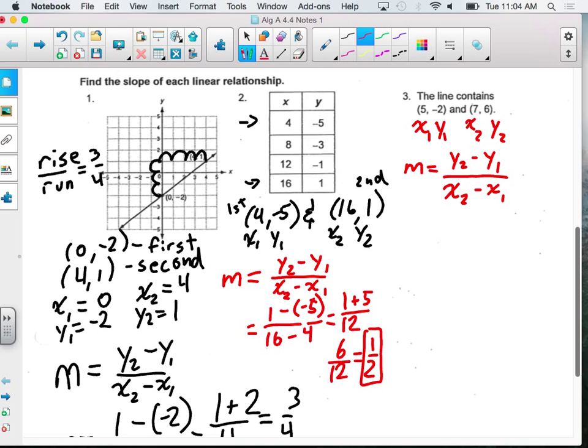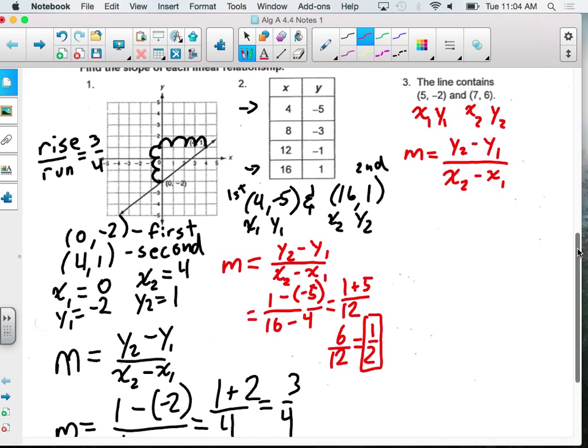Alrighty. So I picked 5, -2 as our first ordered pair, and I'll just write that: first, second. So my x sub 1 was 5, my y sub 1 was -2, x sub 2 is 7, and y sub 2 is 6. Did anyone flip it around? Did anyone pick it the other way, with this as your first one and this as your second?